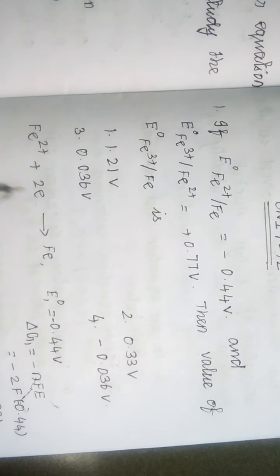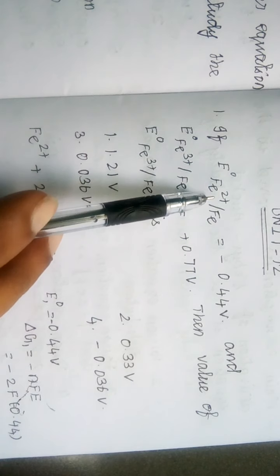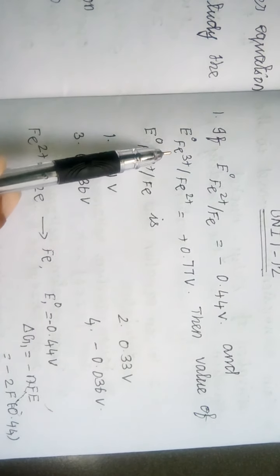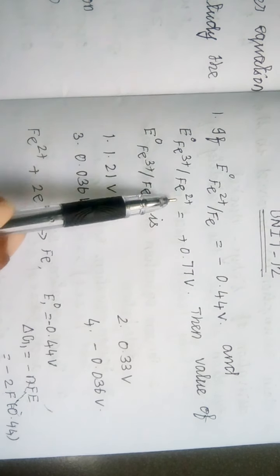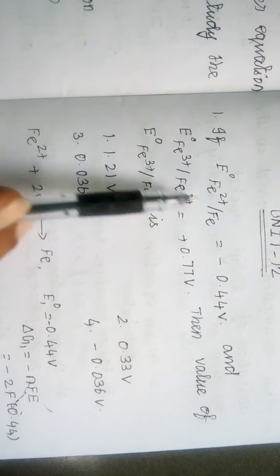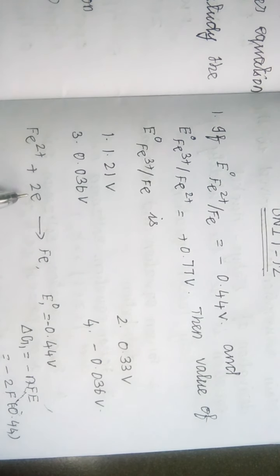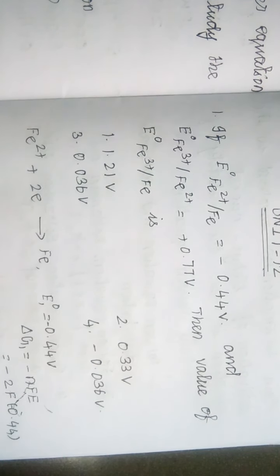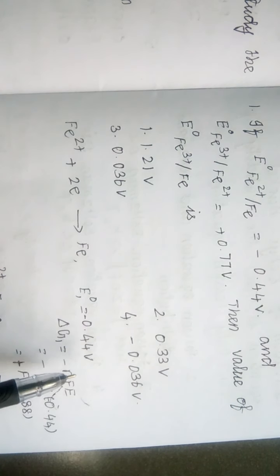In the first reaction, for the reduction of Fe2+ to Fe, 2 electrons are involved, but in the second, Fe3+ to Fe2+, only 1 electron is involved. So the number of electrons involved in each case is different, so we can't use the direct method; we have to use it indirectly. Fe2+ plus 2 electrons gives Fe. This E1, the reduction potential, is given as minus 0.44 volt.